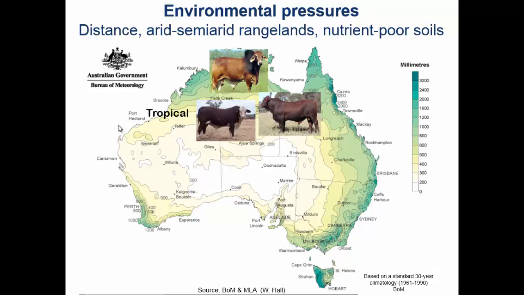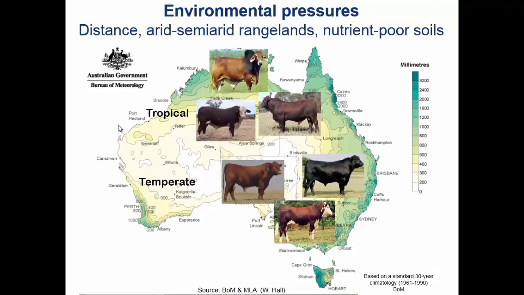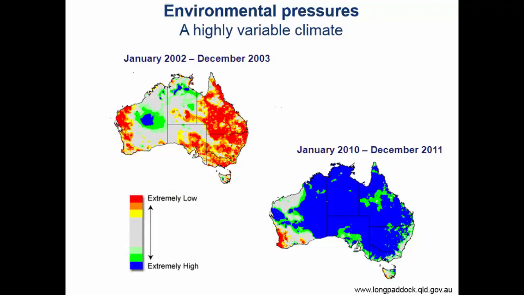We have tropical breeds in the north because of their drought and their better adaptation to heat and tick resistance, and European breeds in the south. So that's a basic picture of the industry, except that I'd like to emphasise that climate variability is a major factor on year-to-year production. From about the turn of this century, we had a fairly severe, long-lasting drought that was widespread in Australia, from about 2002-2009 in many areas.